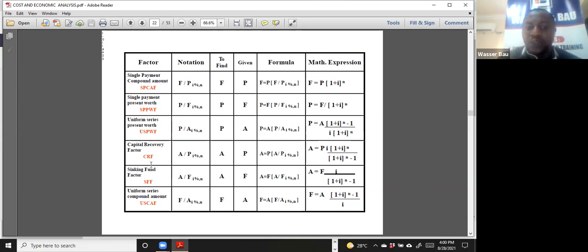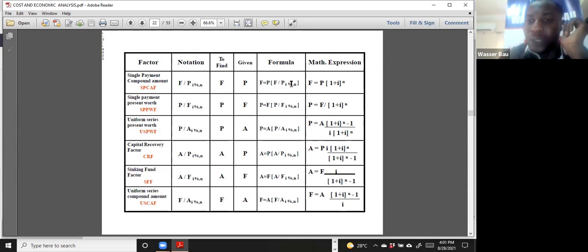There are 6 ways to solve any question. Any economic cost question must fall into one of these 6. So it's either you're talking about finding P, or finding F given P. The formula is this, and look at how you represent it. I'm looking for F, and I'm given P. Therefore, I'll multiply P by what we call the table factor. Everything inside this bracket is called a table factor. So instead of cracking my head, I'll just go to a table, and the table will give me the value of this.